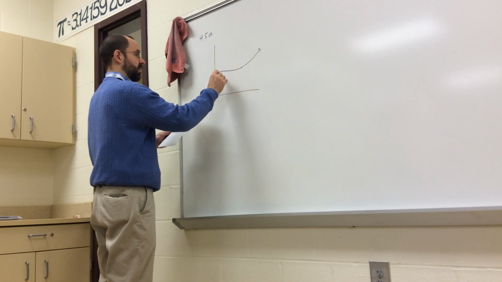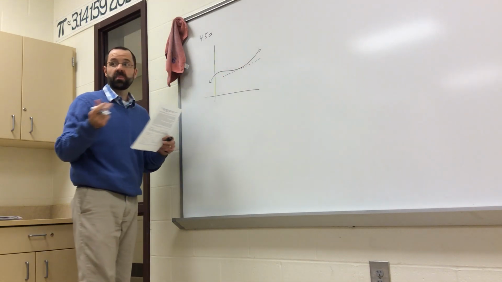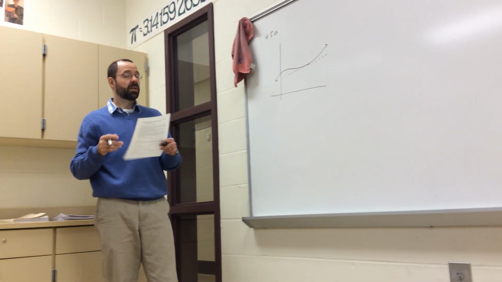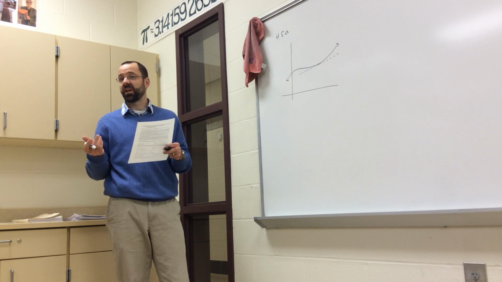And we've dealt with slope of a curve at a point a lot. So there's the tangent line that represents how steep the curve is.